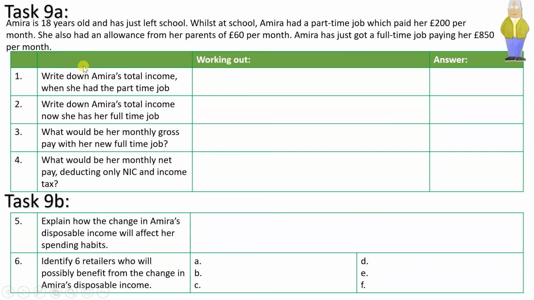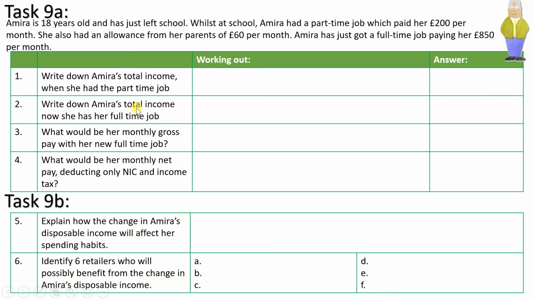You need to answer the questions below, questions 1 to 6, about Amira and retailers as well who might benefit from the change in her disposable income. Question 1. Write down Amira's total income when she had the part-time job for the year. So this is while she was at school with her part-time job and the allowance from her parents.